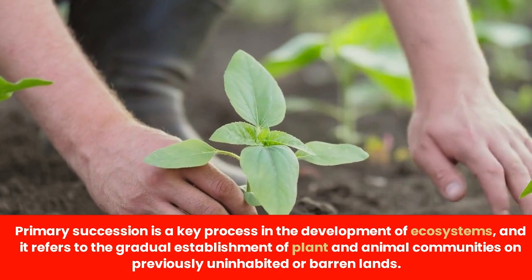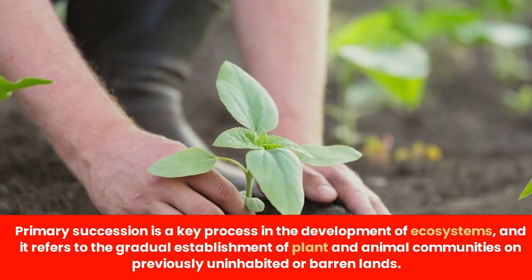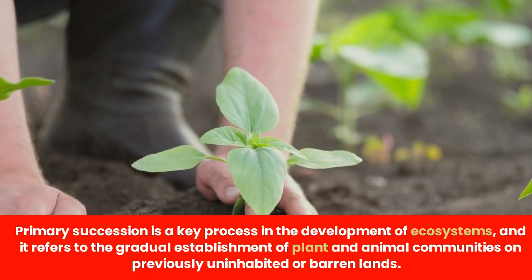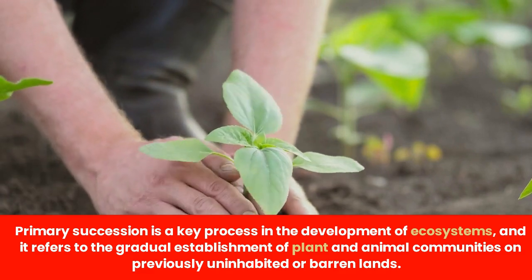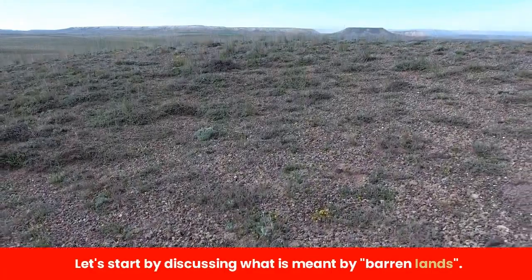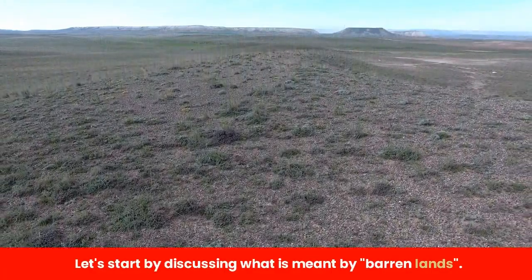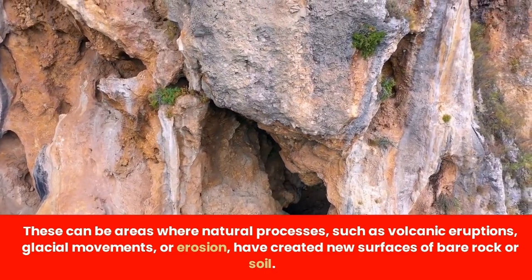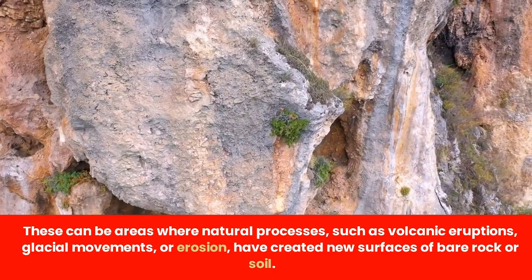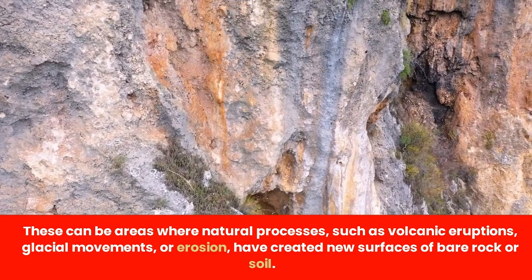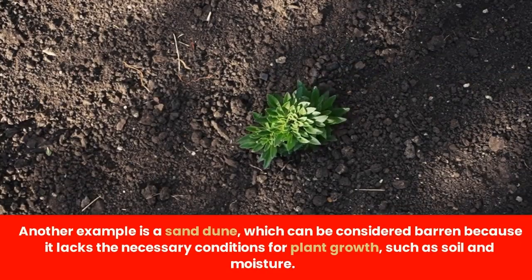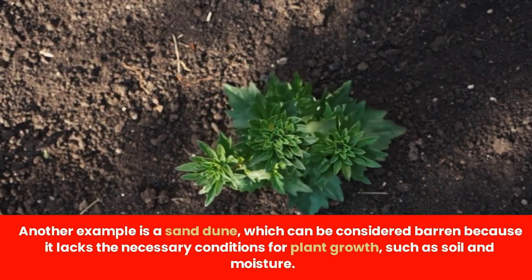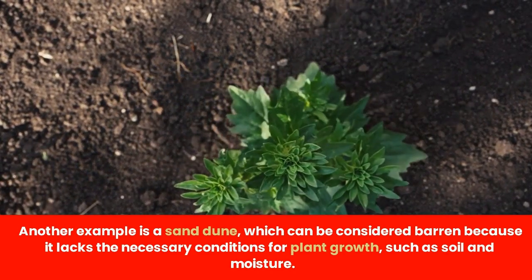Primary succession is a key process in the development of ecosystems, and it refers to the gradual establishment of plant and animal communities on previously uninhabited or barren lands. Let's start by discussing what is meant by barren lands. These can be areas where natural processes, such as volcanic eruptions, glacial movements, or erosion, have created new surfaces of bare rock or soil. Another example is a sand dune, which can be considered barren because it lacks the necessary conditions for plant growth, such as soil and moisture.